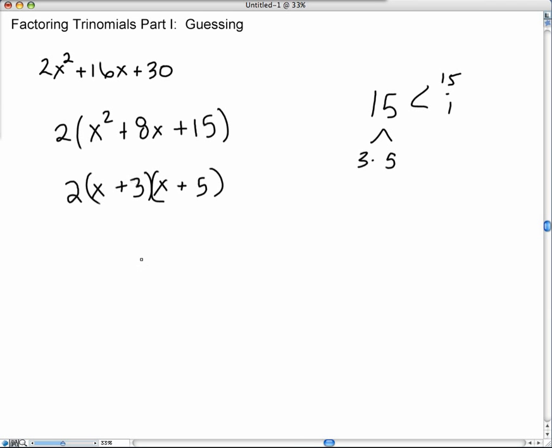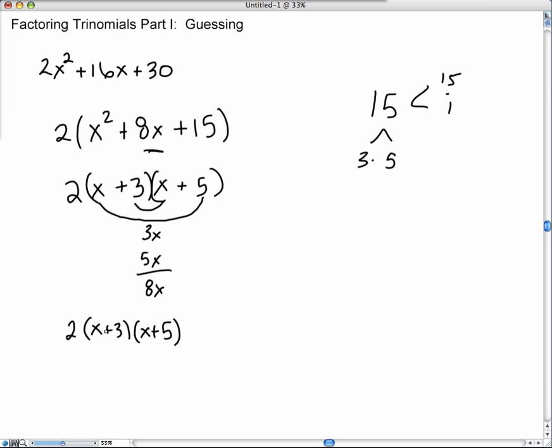We could do the FOIL if we wanted to, without the 2, or we can just mentally look at certain parts, like x times x gives me x squared, 3 times 5 gives me 15. Now the middle term, how do we do that? Well, 3 times x gives me 3x, and x times 5 is 5x. That gives me, when I add, 8x, which is the middle term here. Great. So now I know my factors are 2, x plus 3, and x plus 5.